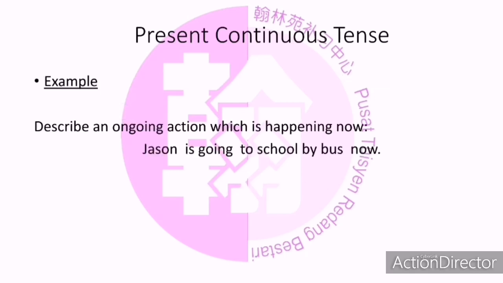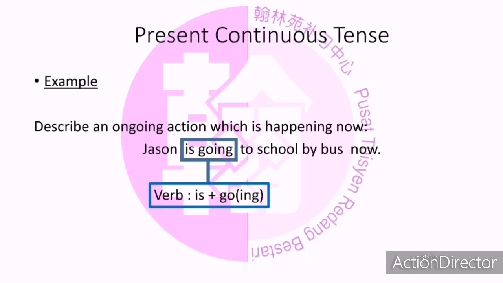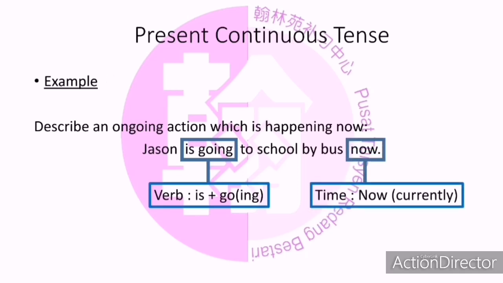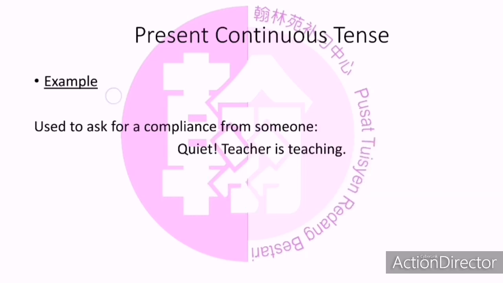Okay, for the following example, Jason is going to school by bus now. Jason is only one subject, so we use is. And go, whose bare form is go, because of present continuous tense, should be written along with ing, so it should be written as is going. The time is now, which means this is happening currently. So for an incident happening right now, we should use present continuous tense.